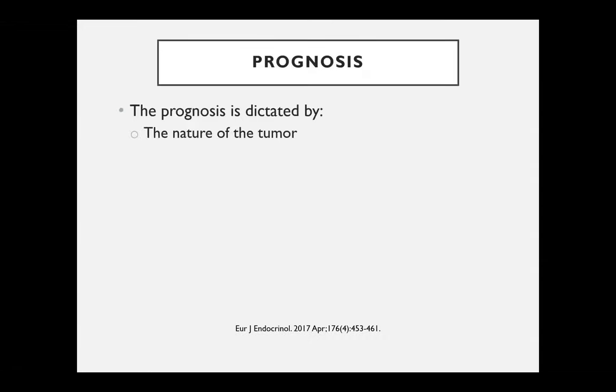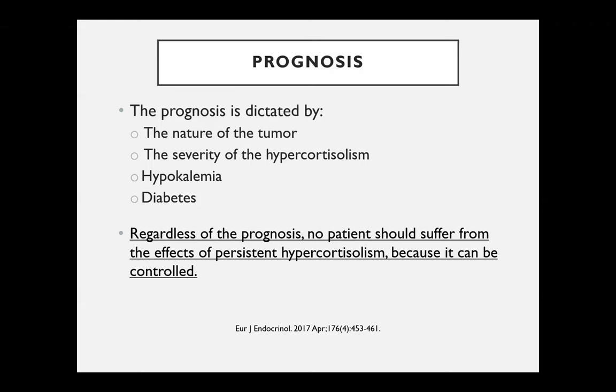The prognosis in patients with ectopic tumors is determined by the nature of the tumor and the severity of hypercortisolism. Hypokalemia and the development of diabetes are also factors that could affect their prognosis. With all these factors, most patients, when they present, might have an advanced cancer, and definitely that's a problem, but they might have other risk factors that could be manageable and treated, preventing them from having an irreversible course. So regardless of the prognosis, no patient should suffer from the effects of persistent hypercortisolism. We could control it. We just need an intervention, and a rapid intervention.